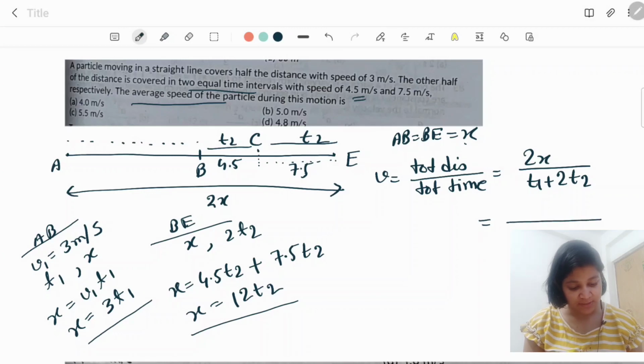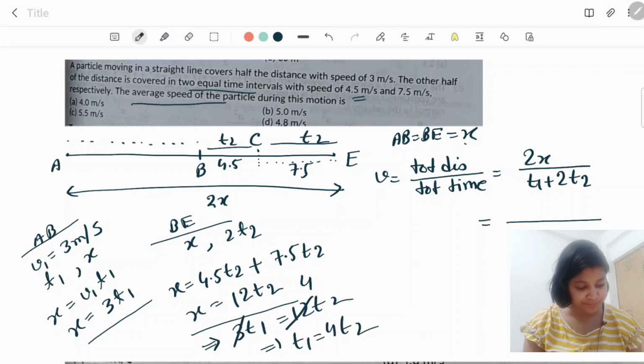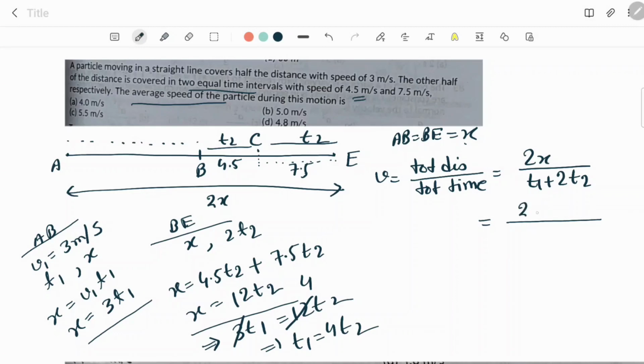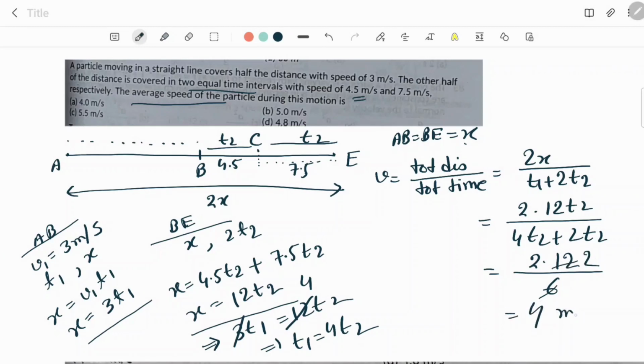So what we can do is simply write here 3t1, because x is equal to 3t1, which is equal to 12t2. This becomes 4, or t1 is equal to 4t2. So it remains 2 into, in place of x we can write 12t2, over t1, which is 4t2, plus 2t2. So this becomes 6, this becomes 2 into 12, so it becomes 4. So the average speed is 4 meter per second.